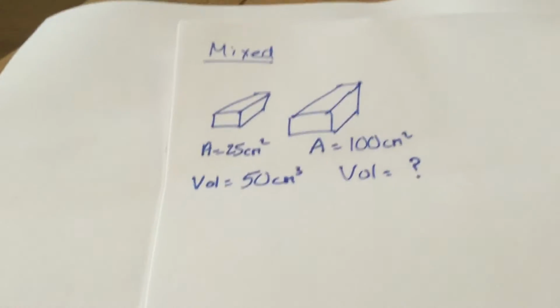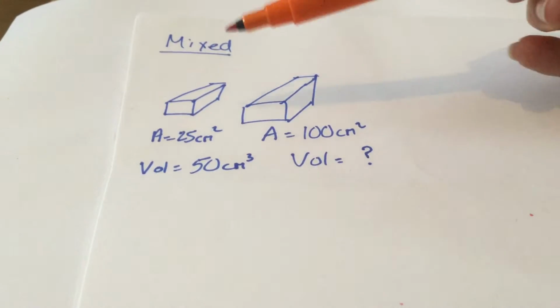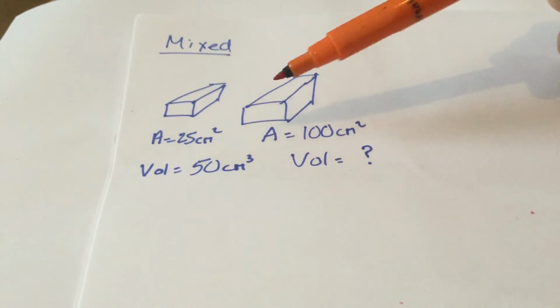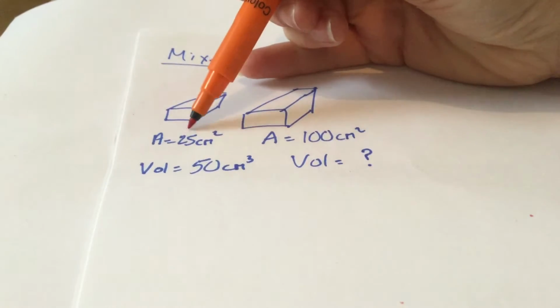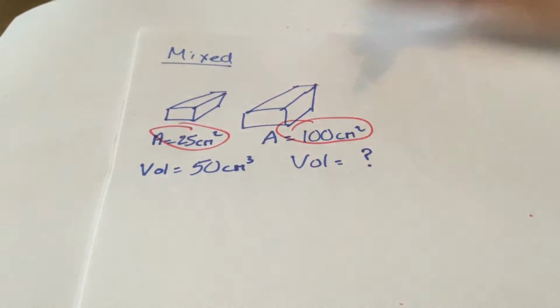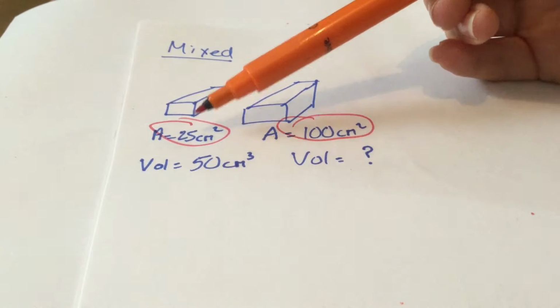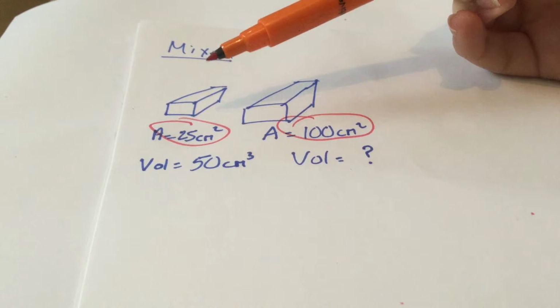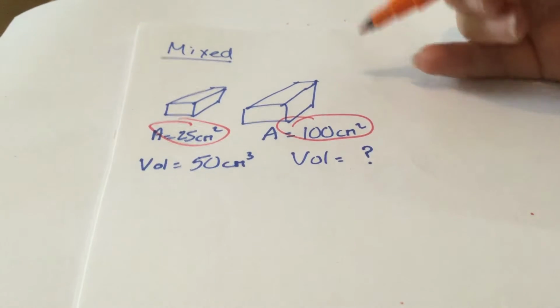Now, for the more difficult one, looking at it, hopefully you can see why it's more difficult. And that's because I haven't given you any dimensions of the lengths. In fact, the only comparable measure I've given you is in terms of the area. So I've told you that the area of the small cuboid is 25 centimetres squared and the area of the large one is 100 centimetres squared.